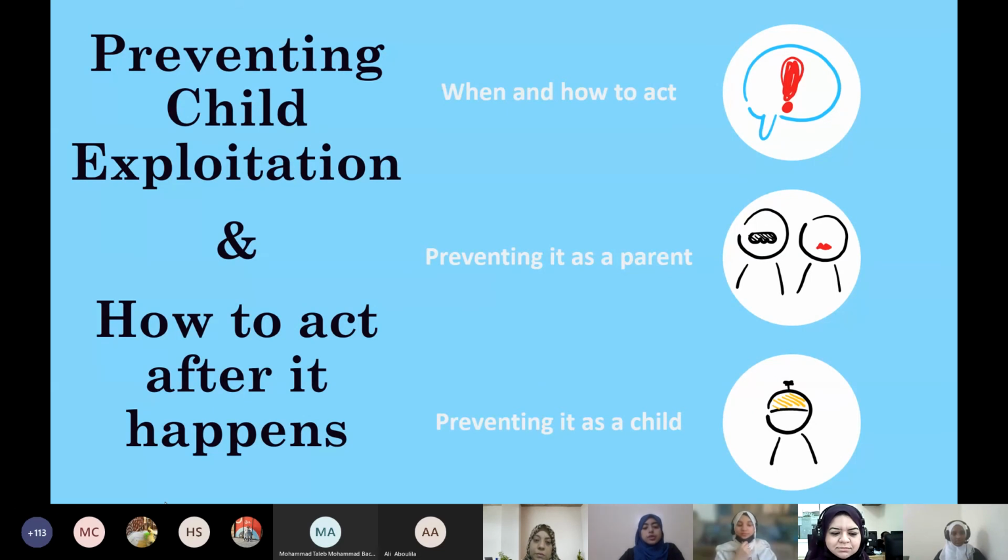Do not forget that the UAE has child protection centers and that you can report to them anytime. You can report child abuse and exploitation through a link.